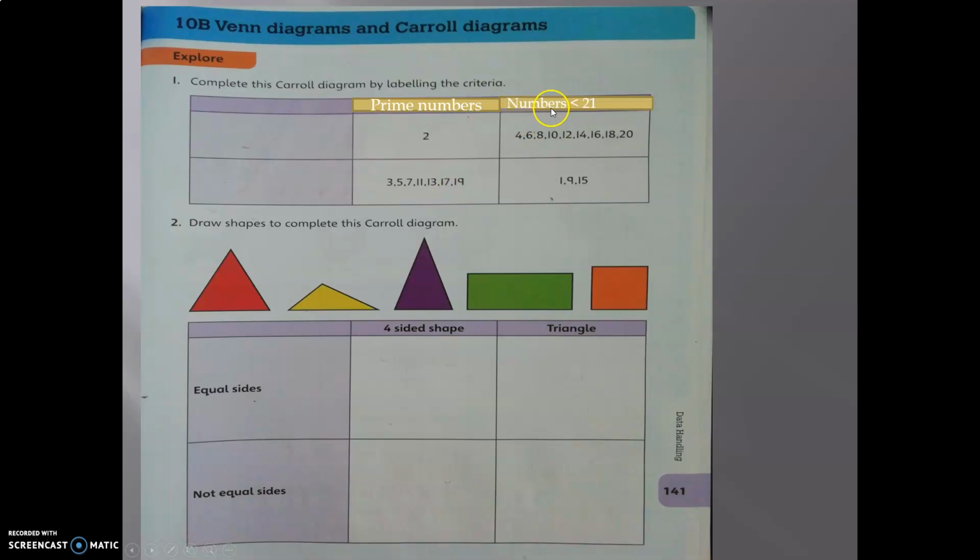Here we will put another criteria: any number that is less than 21. Look at those numbers, all of them are less than 21. But the numbers here are prime numbers. They are less than 21, but they are prime numbers. I mean divisible by themselves and 1 only.